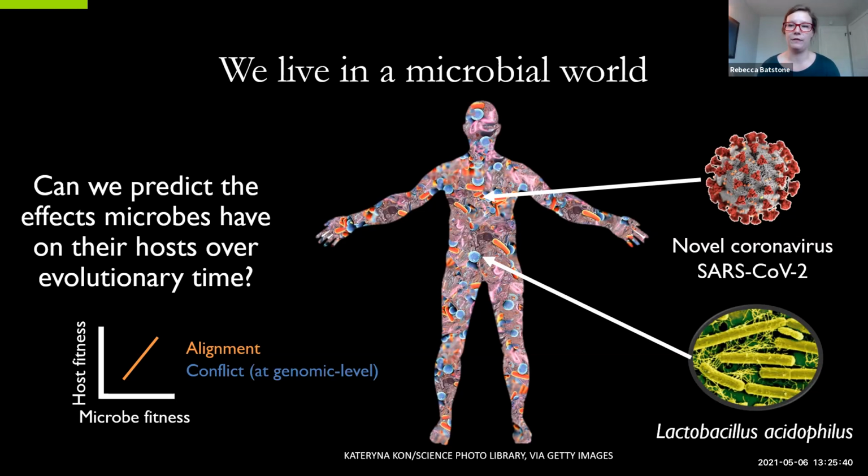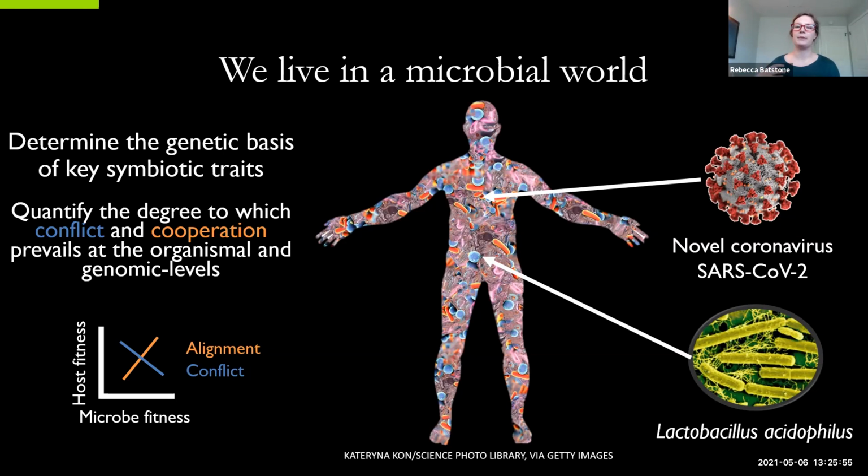However, host and microbial fitnesses are actually complex quantitative traits that are governed by many genes. And so fitness alignment at the whole organism level doesn't necessarily preclude conflict at the genomic level. So in order to predict symbiotic interactions and how they're potentially co-evolving over time, we need to understand the genetic basis of key symbiotic traits and determine the degree of conflict or cooperation that are apparent at both the whole organism and genomic levels.